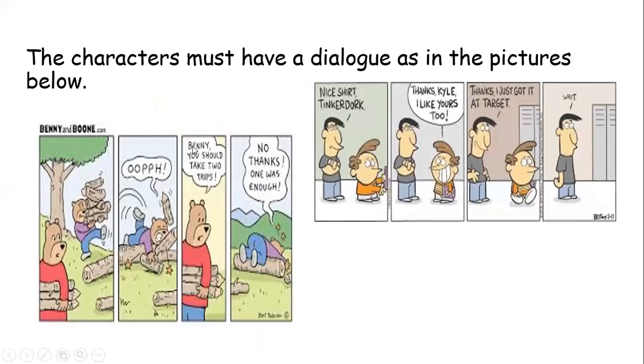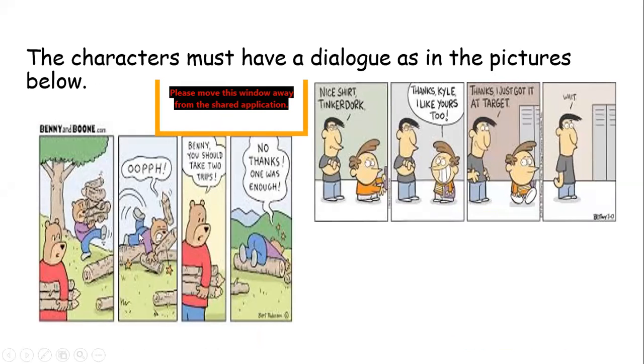The characters must have a dialogue as in the pictures below. See, here we have two bears. You can know that this bear, the one with the purple shirt, is the one who said this, because this is the dialogue, this white box, and the arrow here is going to his mouth, okay?